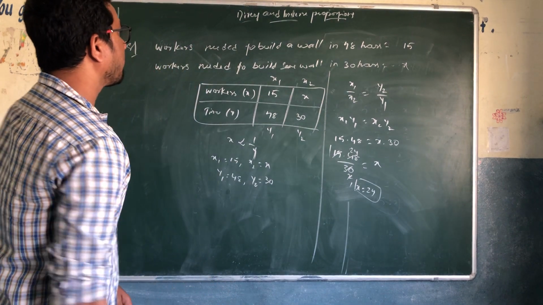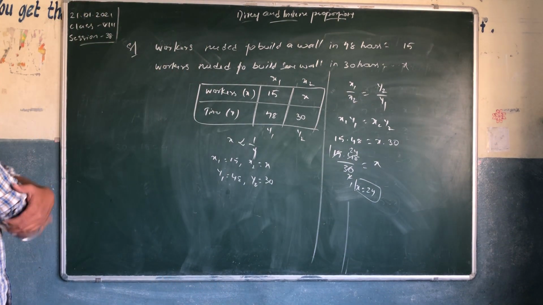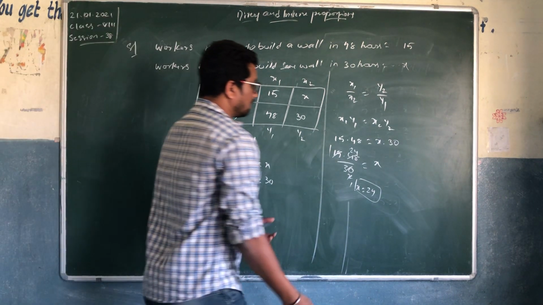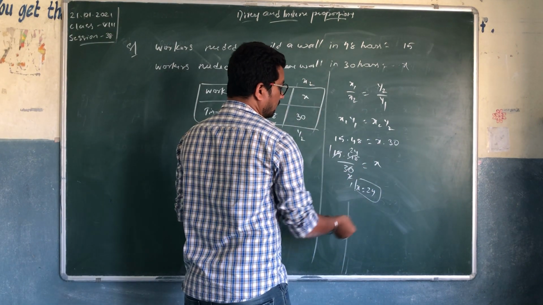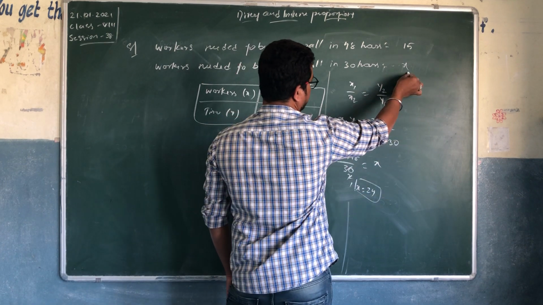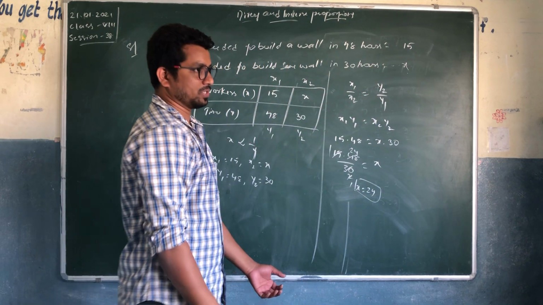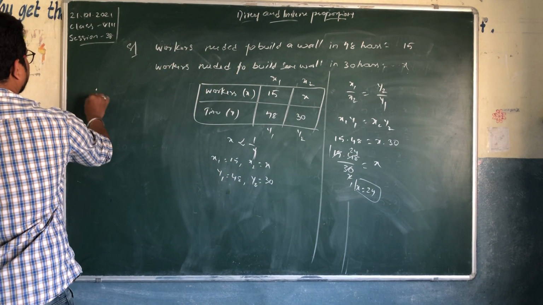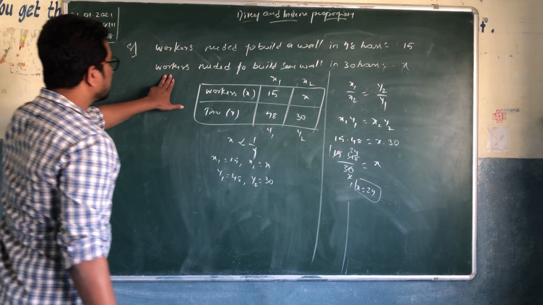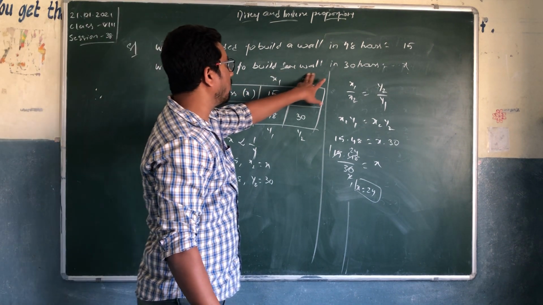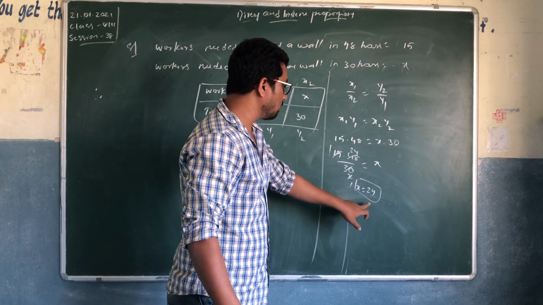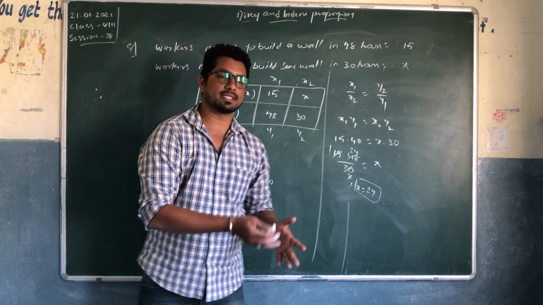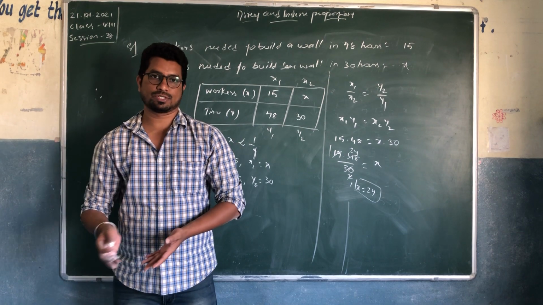Right? So, 15 workers can complete the work in 48 hours, and to build the same work in 30 hours, they need 24 workers. So, this is your answer. Finally, write the last step. Therefore, workers needed to build the same wall in 30 hours is equal to 24. They need 24 workers to build the same wall in 30 hours.